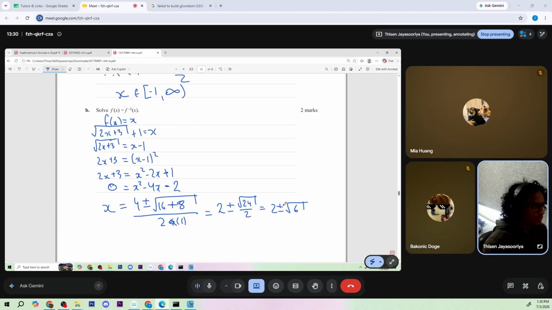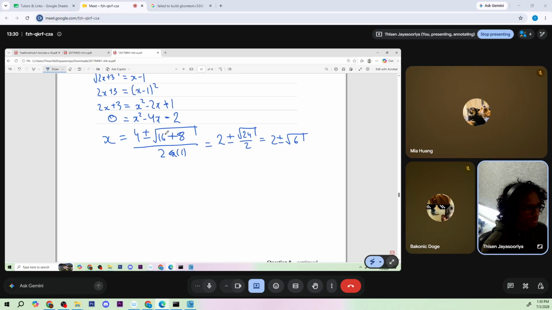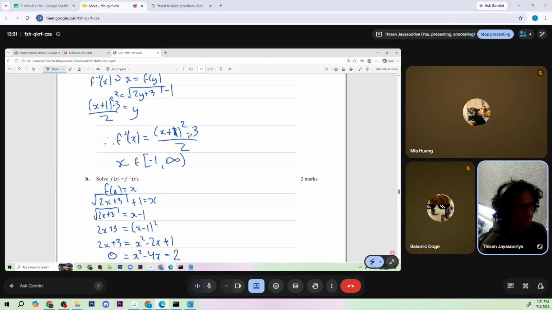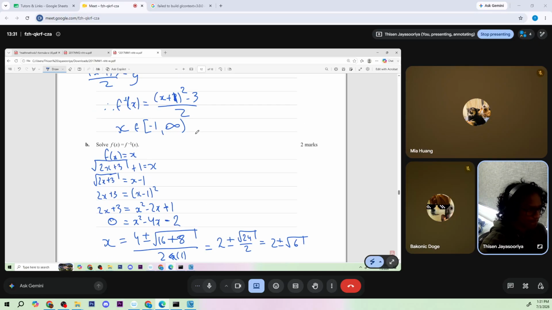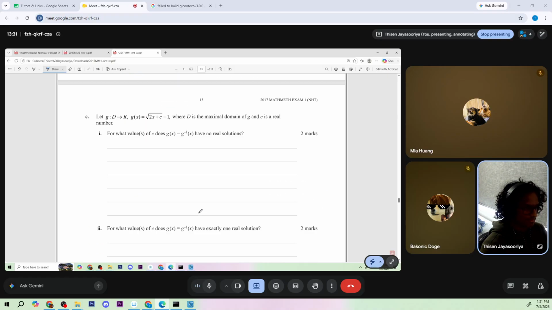The issue with 2 minus the square root of 6 is it's outside the domain of this function. So that means x must be equal to 2 plus the square root of 6, because the other solution will go outside the domain of f inverse of x, and they won't intersect each other. So that means here x is equal to this. I'm just going to check over that working out really quickly. Yeah, everything looks fine. Okay.